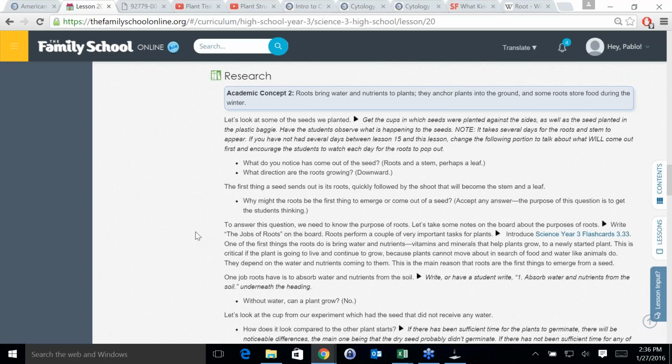Yes. Okay. So the second academic concept is roots bring water and nutrients to the plants. They anchor plants into the ground, and some roots store food during the winter. Since we've gone over what roots are made of, we're now going to see why they're important.